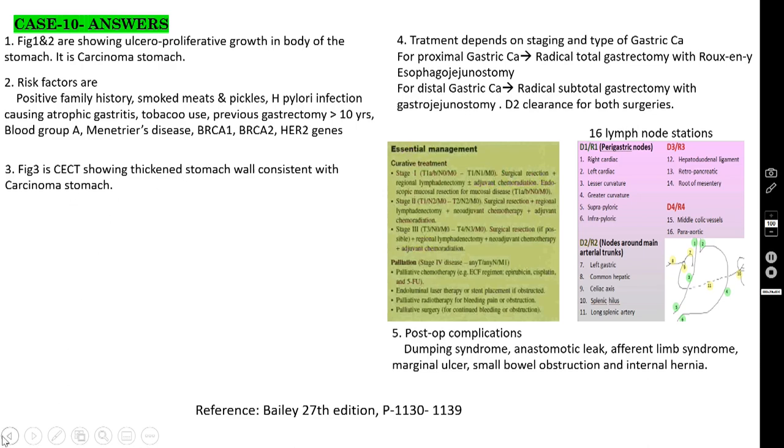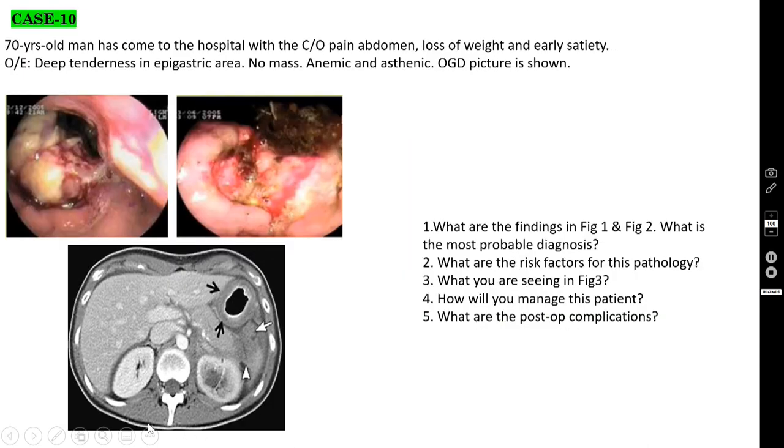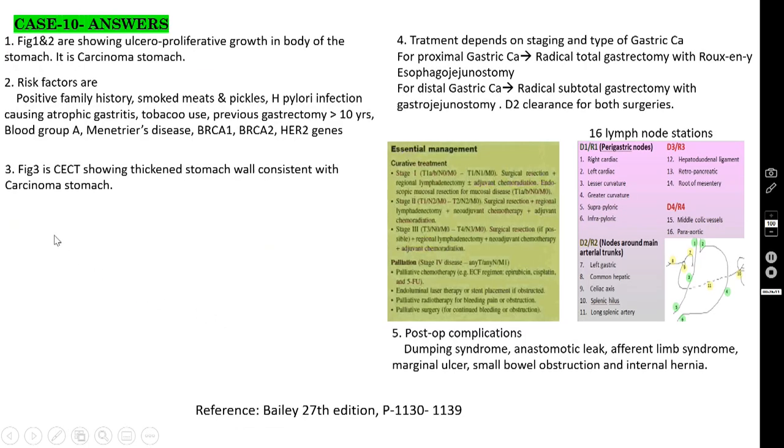Figure 3 is showing CECT. You are seeing the stomach, and the thickness of the stomach wall. Treatment depends on, number 1, staging and type of gastric cancer. There are 2 types of gastric cancer, intestinal type and diffuse variety.